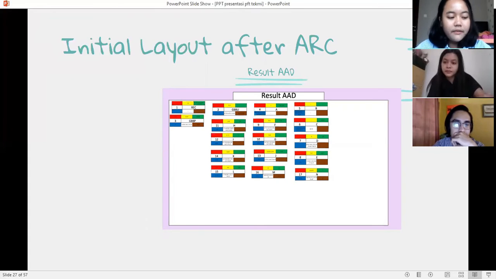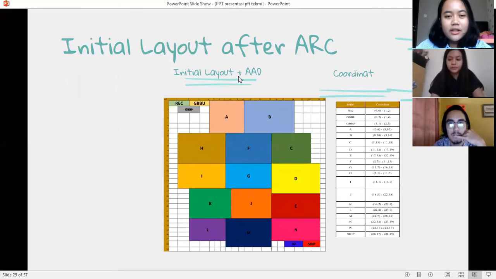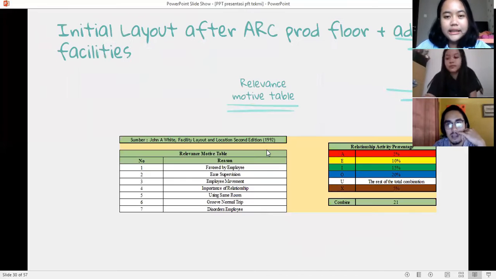And then there is the result of AAD, which is the area allocation diagram, the level of interest among the activities, the effect of the level of closeness between the layout of the events. There is the production floor area here, and then the relocation fix here. And then there is the initial layout plus AAD and the coordinates that made it.